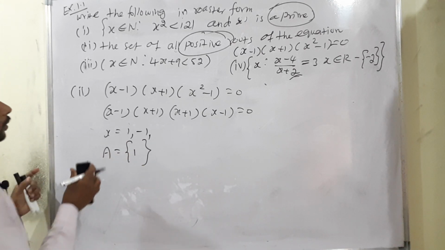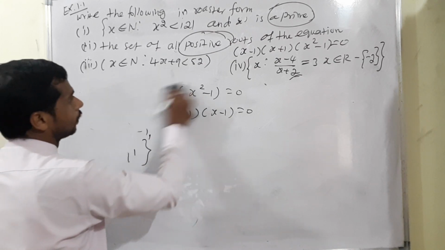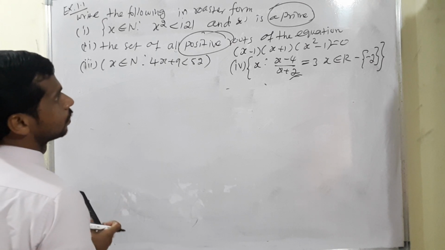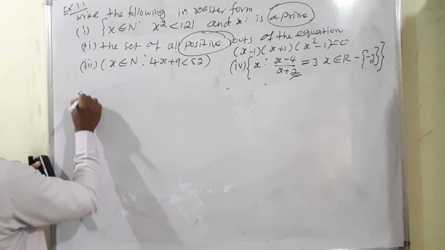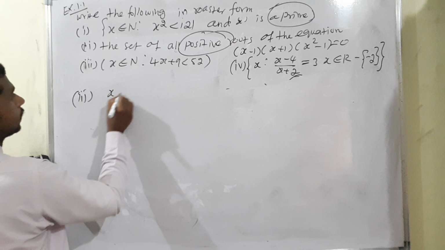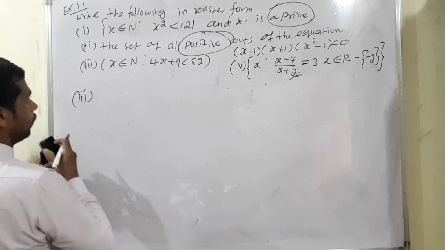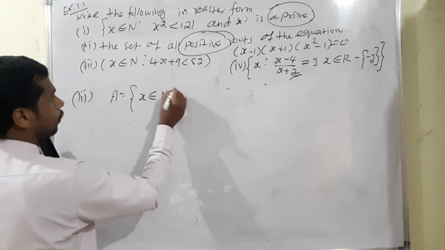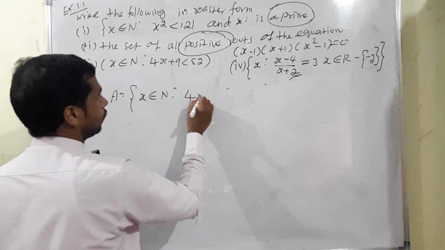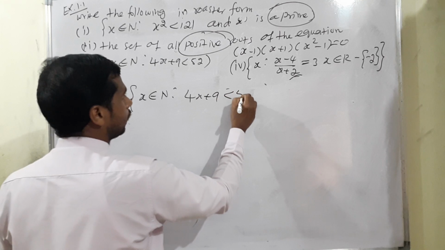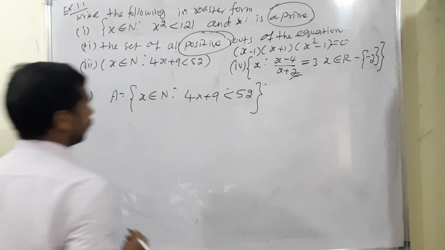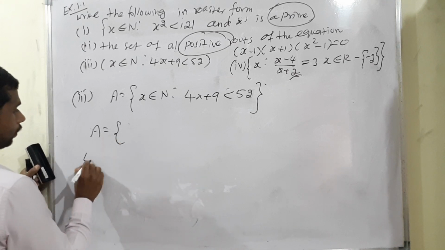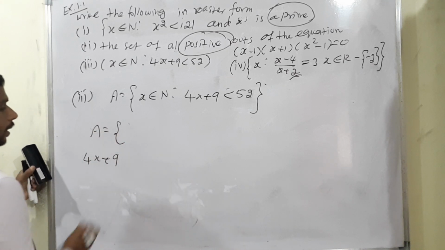Okay, I am moving to subdivision three. So the set of subdivision three. Consider A, it will be easy. A is equal to x belongs to natural numbers such that the condition 4x plus 9 is less than 52. So less than 52 means, definitely, what are the possible sets? 4x plus 9 is there.